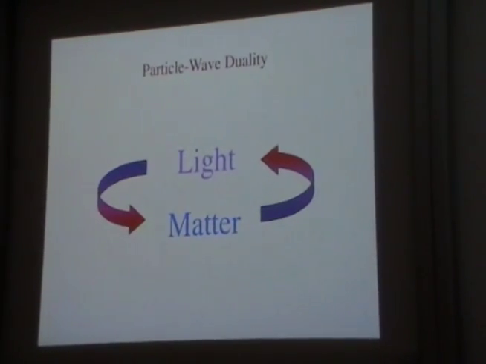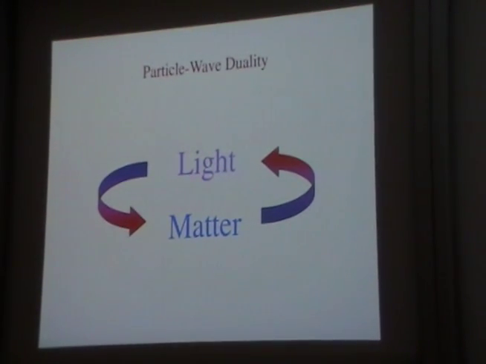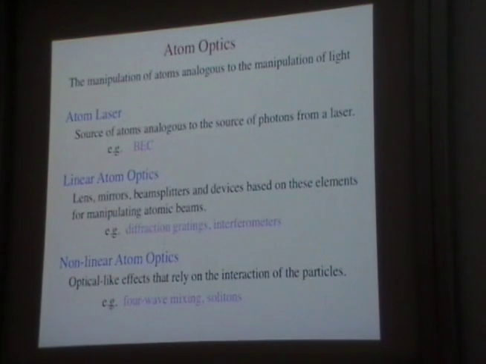So most of you are familiar with the idea of particle-wave duality. Basically, light can behave like a particle or a wave, and so can matter, so there's this duality between the two. As a result, you can imagine that there would be a field called atom optics, which is the manipulation of atoms analogous to the manipulation of light. If you have light, you can manipulate it using beam splitters and mirrors and so on, basically exploiting the wave nature of the light. You can do the same thing with atoms because they also behave like waves, characterized by the de Broglie wavelength.